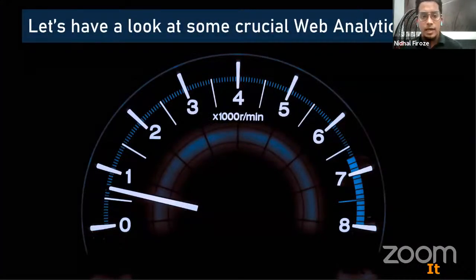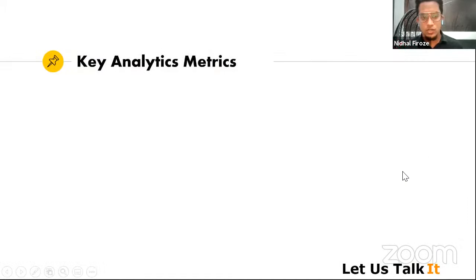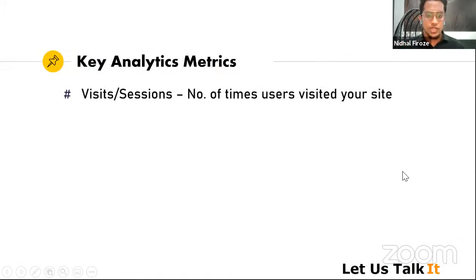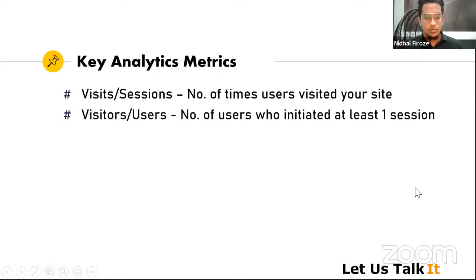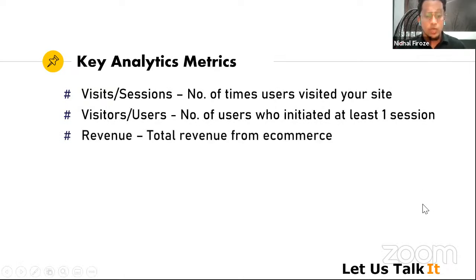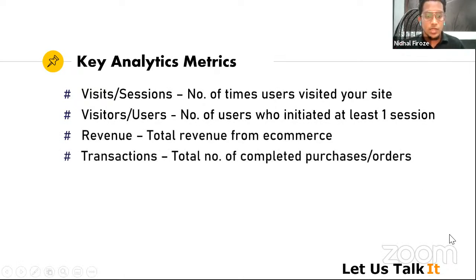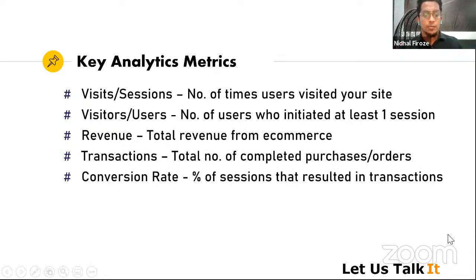Having said that, there are a few web analytics KPIs that you can measure using Google Analytics or any of the analytics tools. So some of them are visits. How many people have visited your website? How many times was the website visited? The total revenue that is obtained from e-commerce, the total number of orders or the purchases that were completed, the percentage of people or the percentage of visits who eventually resulted in transactions, where they eventually purchase something on your website.